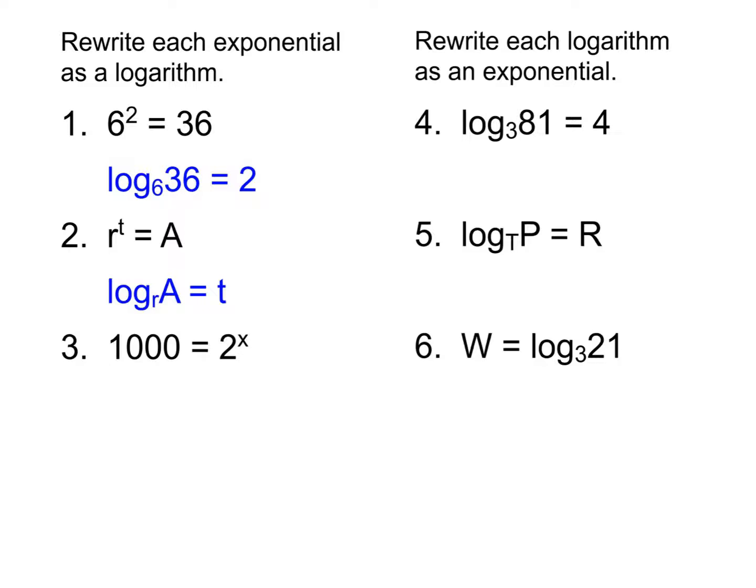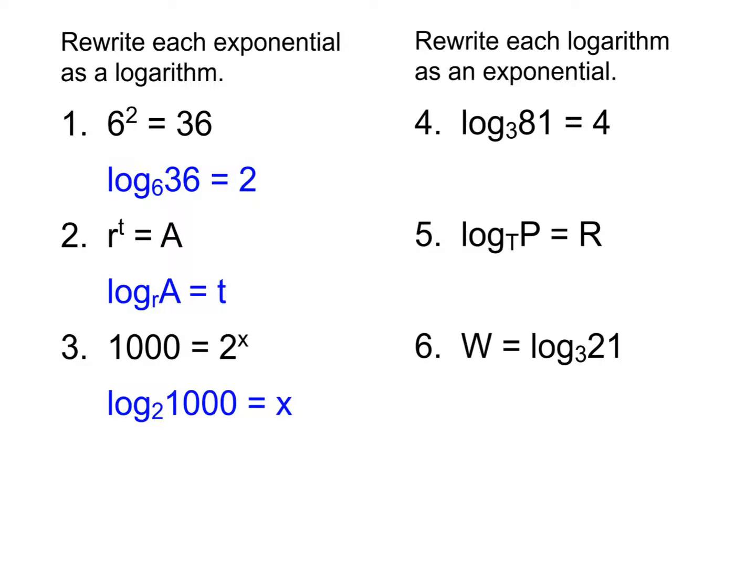Repeat the same process with number 3. I write my log. And then the first thing I write down there is whatever's being raised to the power. In this case, that's a 2. Yes, it's on the right side here and not the left side, but it still works the same way. The base is just whatever is raised to the power. I know it's going to equal the exponent, so therefore it has to be log base 2 of 1,000 equals x.